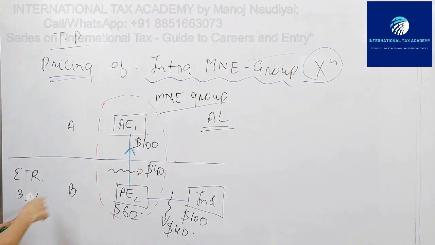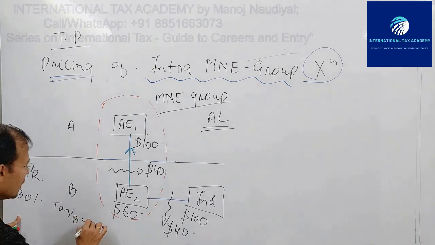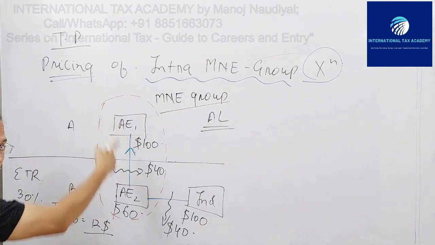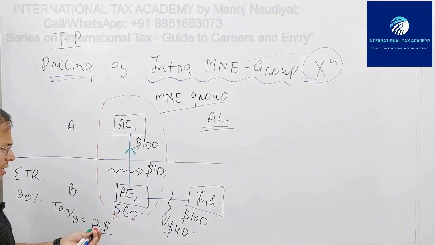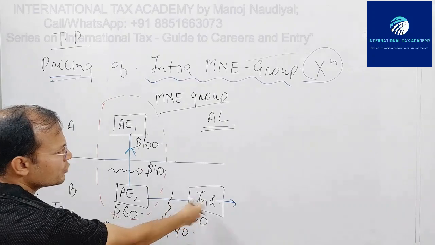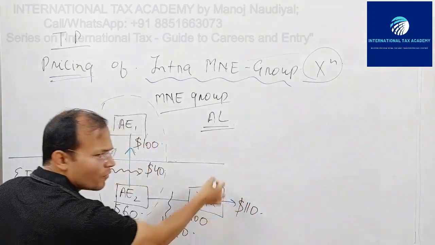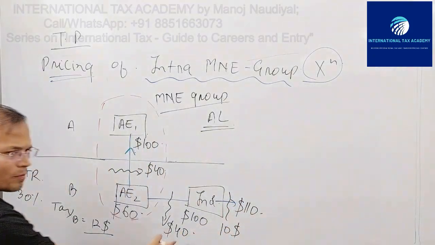So 30% of 40 would be what? So the tax in country B would be 30% of 40, which is $12. Right? $12 of tax in this transaction. You can further assume that this independent party further sells this same shoe at, say, $110. So in this the profit would be $10.